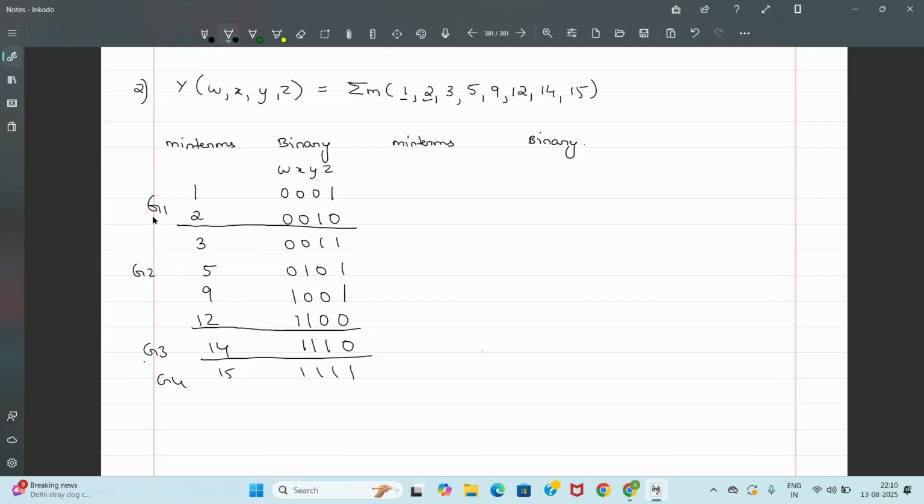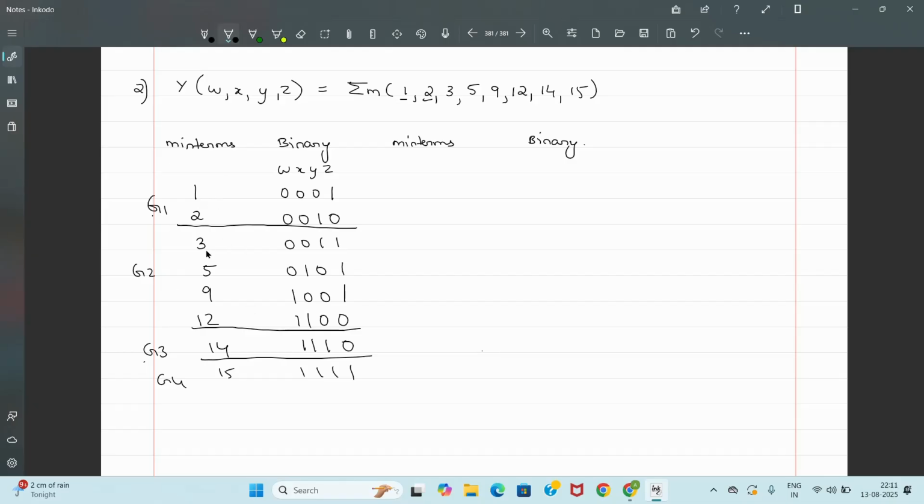You have to compare the adjacent groups and see which two numbers have one bit change in them. If they have only one bit change, then you can combine them and write the output. If it is more than one bit, you cannot consider them. So we'll start now with the group 1 and group 2 comparison. First, I'm going to take 1 and compare it with all the values in group 2.